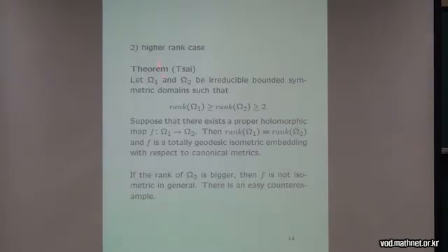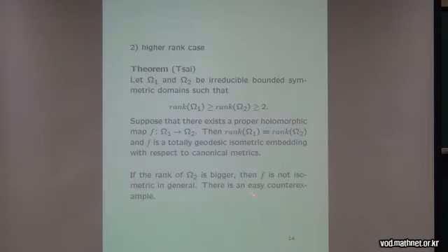So in the higher rank case, if the rank is bigger than 2 and the rank of the source is bigger than the rank of the target, then every proper holomorphic map is just a totally geodesic isometric embedding. So in the higher rank case, rank is in some sense invariant, and with this rank condition we can show that an extremal disk goes to an extremal disk, like geodesic goes to geodesic. So in this case, we can construct inside a PDE.